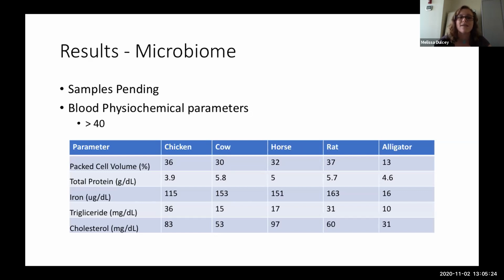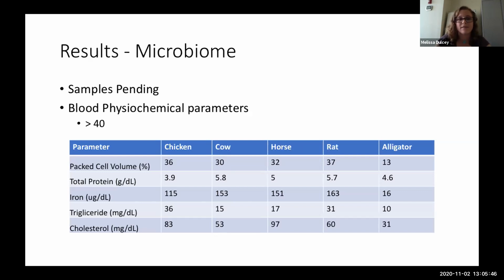And then we do have back a lot of the blood physiochemical parameters. So we have over 40 factors that we're looking at, but as I mentioned, we are looking at mostly honing in on those 5, and you can see a high variation between the different groups. So I'm excited to see if we can tie in some of those associations with each other with the microbiome that we're seeing.